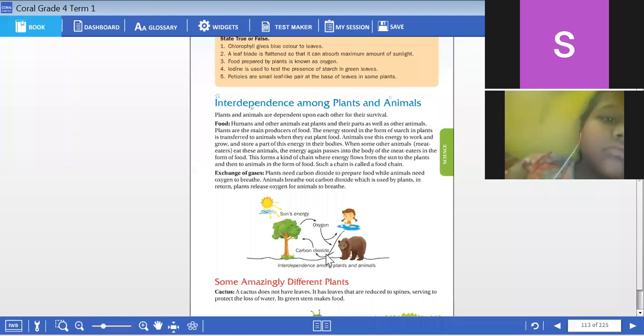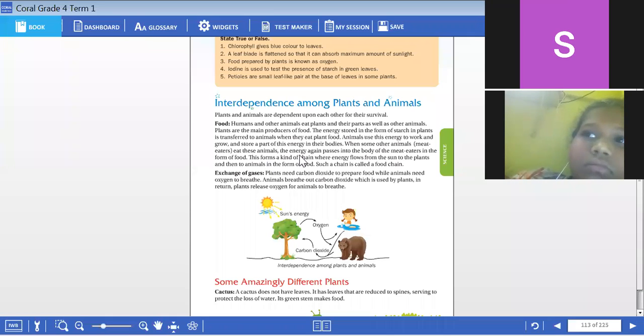And so thus the food chain is interlinked. We grow plants. Plants are eaten by animals. Animals are eaten, again, by flesh-eating animals. This chain will form like this. A chain is nothing but linkage. All this is called a food chain. It forms a kind of chain where energy flows.